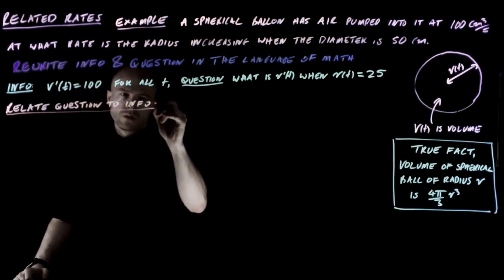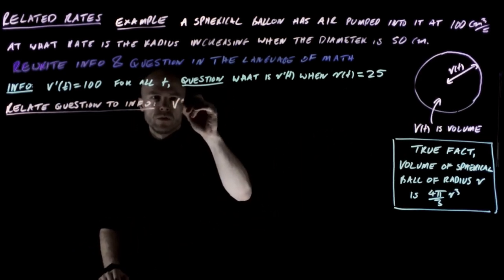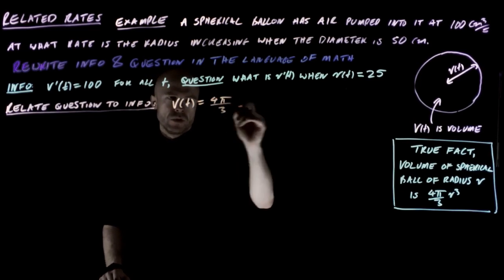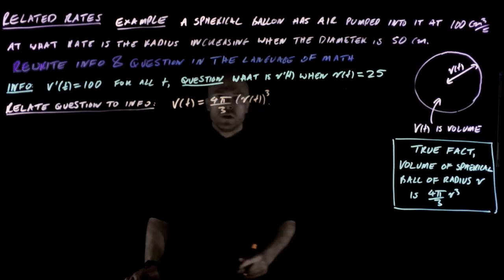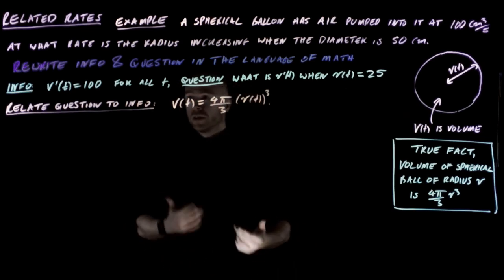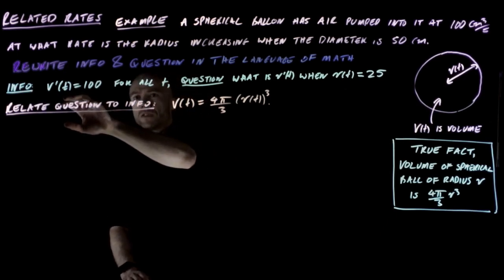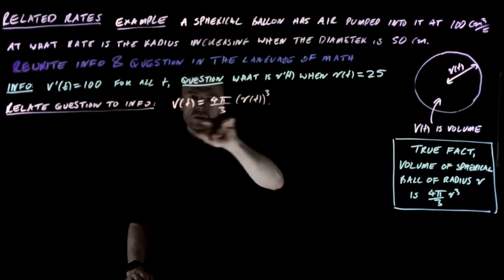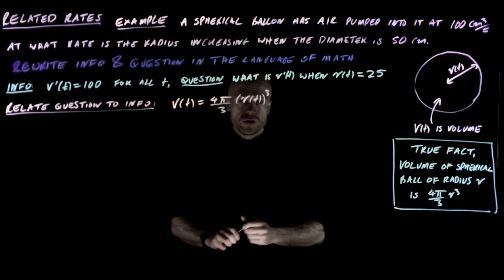And in this case, it's easy to do because we have the general fact. So for any time, the volume of our spherical balloon is 4 pi over 3 of r of t to the power 3. Cool. And now things look good, because what is the question about? The question is about r prime of t at a certain time. The information is about v prime of t. And we have this exact equation which is holding for all time. So the natural step now is just to differentiate.